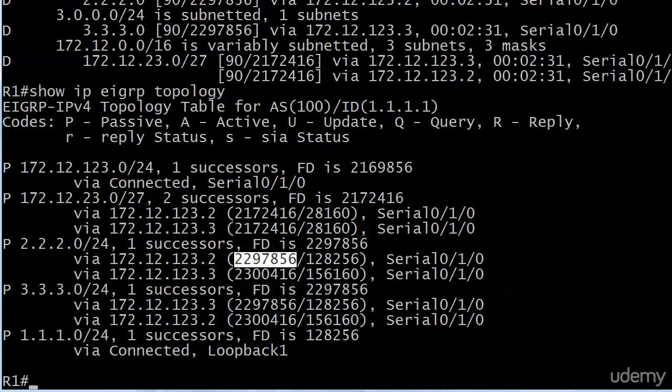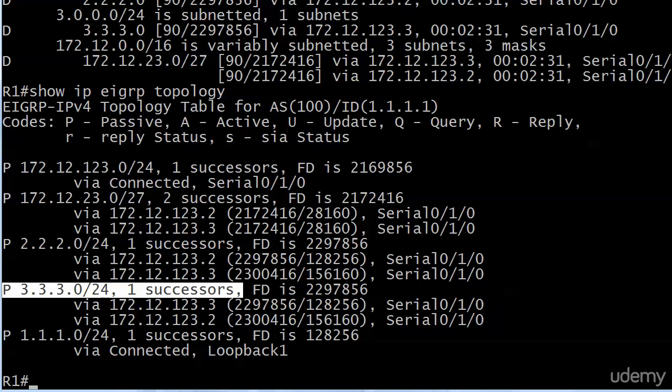So the successor for the path to router 2's loopback has a metric of 229.7856. Well, the other path, that's just a little bit slower. 2300416. That's not much higher, but still they are not exactly equal. So right now, router 1 is just saying, okay, if I need to send anything to the 2.2.2.0 network, I'm going to send it using 123.2 as the next hop, and 123.3, that path can step in if it is needed. Now let's look at the entry to router 3's loopback, and it's just kind of a mirror image.